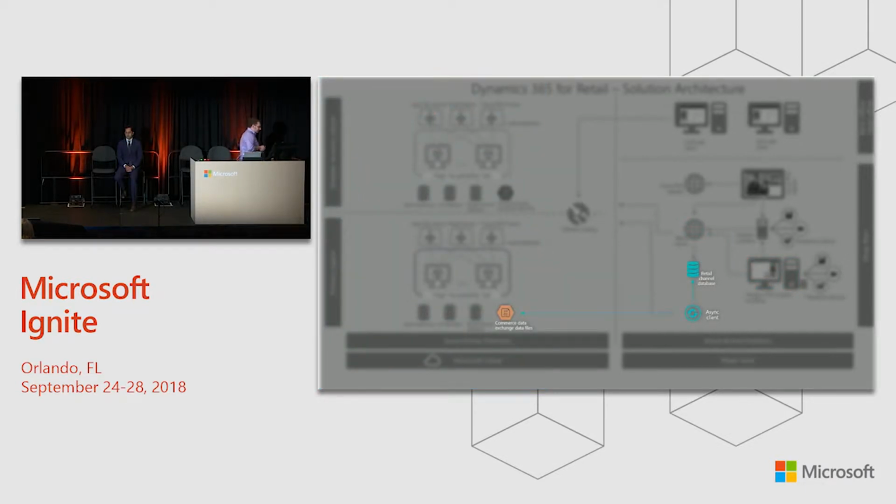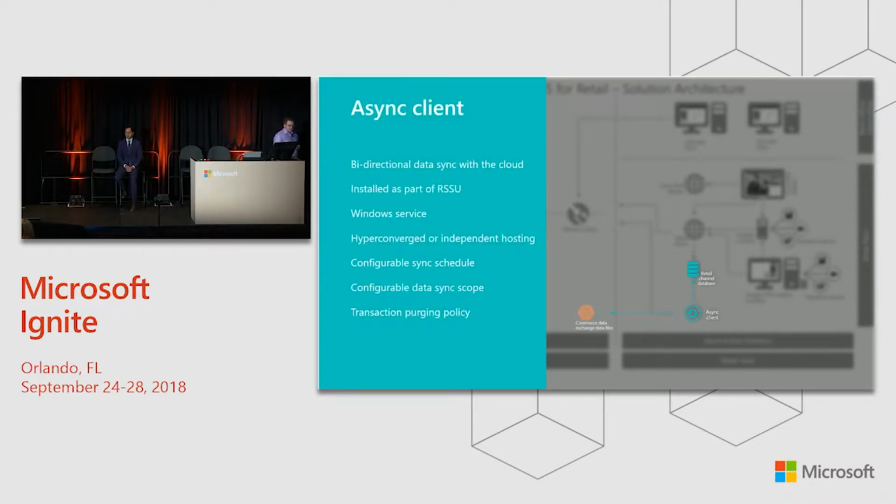The async client. So we call this out specifically as a function of the retail store scale unit because this is really your data synchronization piece. This is where a lot of your service-to-service authentication comes from. It's installed right along with the channel database. So wherever that gets installed, your async client is going to be installed. It's a Windows service, and it utilizes service-to-service auth.